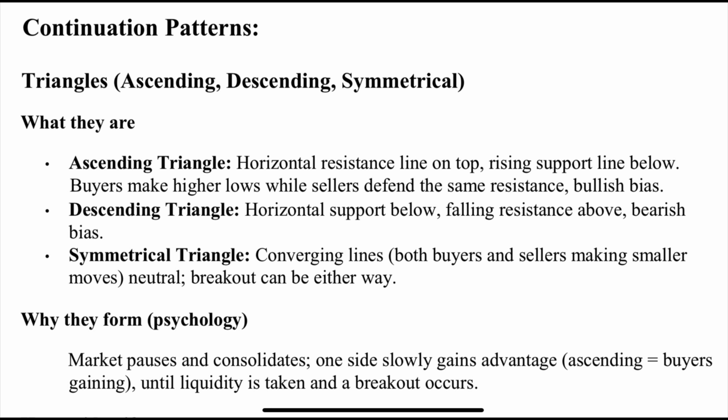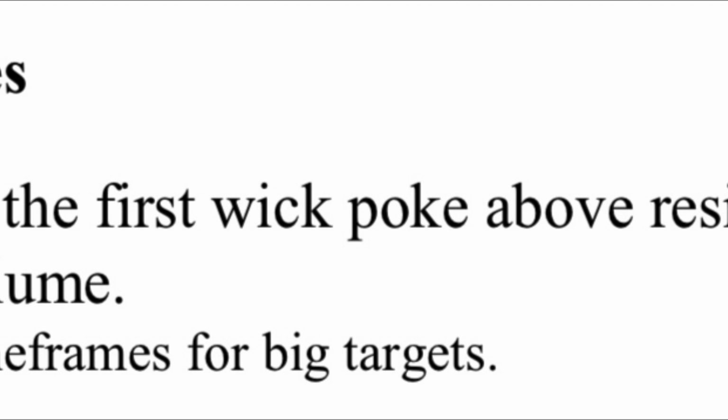Why they form? Market pauses and consolidates. One side slowly gains advantage, ascending equals buyers gaining, until liquidity is taken and a breakout occurs. How to identify? At least 2 touches on each trend line, 3 is stronger. Lines should converge, the pattern looks like a triangle. Volume confirmation. Triangle formation usually sees declining volume. Look for a volume expansion on breakout. That makes the breakout credible. Time frame and reliability. Daily and 4-hour triangles are reliable. 1-minute triangles often are false.